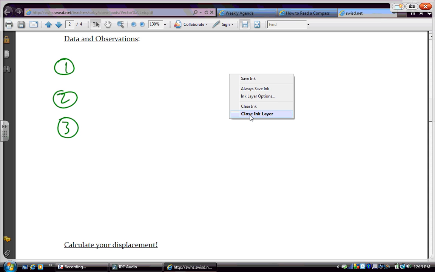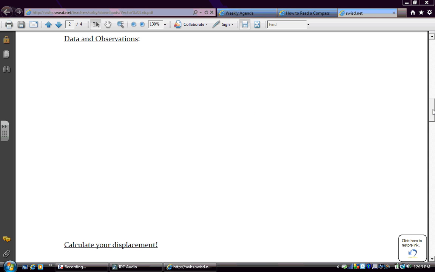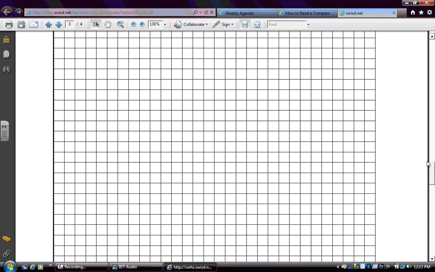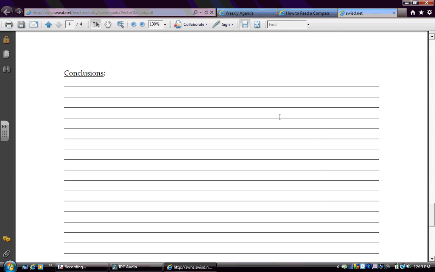When we come back in tomorrow, we're going to be discussing how we would take those vectors and actually graph them onto this graph paper. We'll write out our conclusions, and you'll be able to turn this lab in tomorrow. Also, if you have a binder, we'll do the binder checks when we get back into class after we've been outside doing the lab.